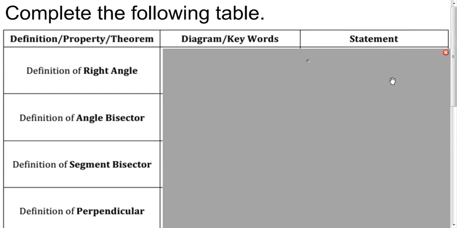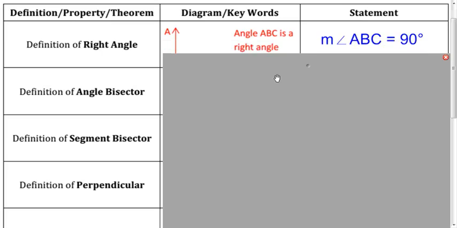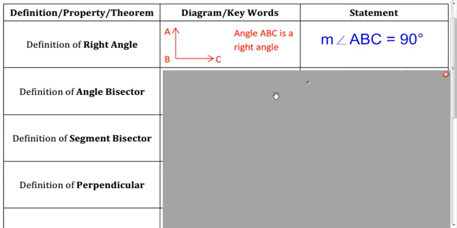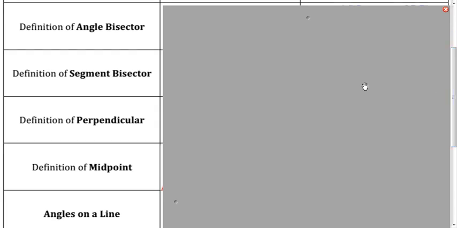So in our proofs that we're going to get to, we have to justify every step with a definition, a property, or theorem, and we have to know when we can use those and why they're helpful. So, for example, we've already learned the definition of a right angle. So what picture can we draw for that definition, and what statement would that correspond to? So we would draw an angle that looks something like this, and we can say that our angle measures 90 degrees. So why don't you try something similar for these 5 examples, and we'll go through them together.